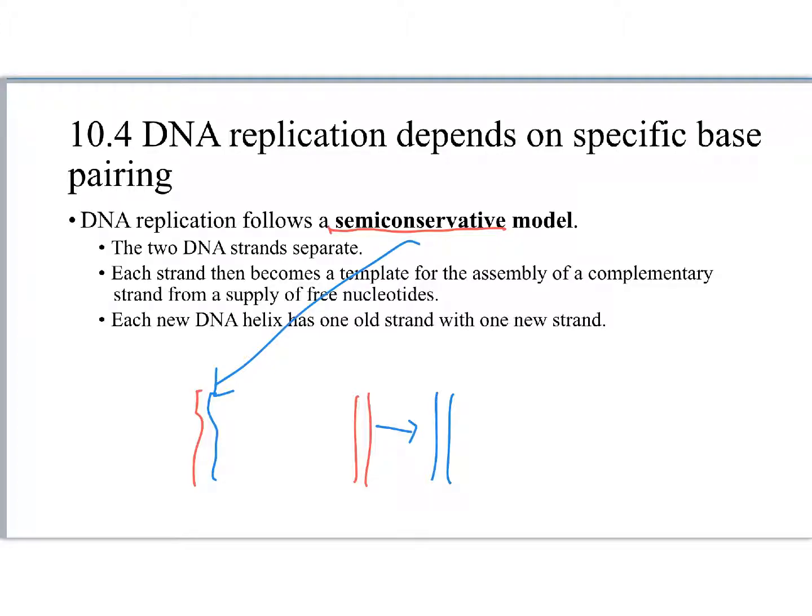So basically what happens is the two double helix strands separate. One of them becomes a template, right, or the example for the assembly or the copying of another strand. And that strand is going to be complementary, right? It's going to match up from all of these free nucleotides that are going to be floating around in the nucleus. We can use that. And then each new DNA helix has, again, the old strand right here, the parental strand, as well as that new strand. Okay? Right.